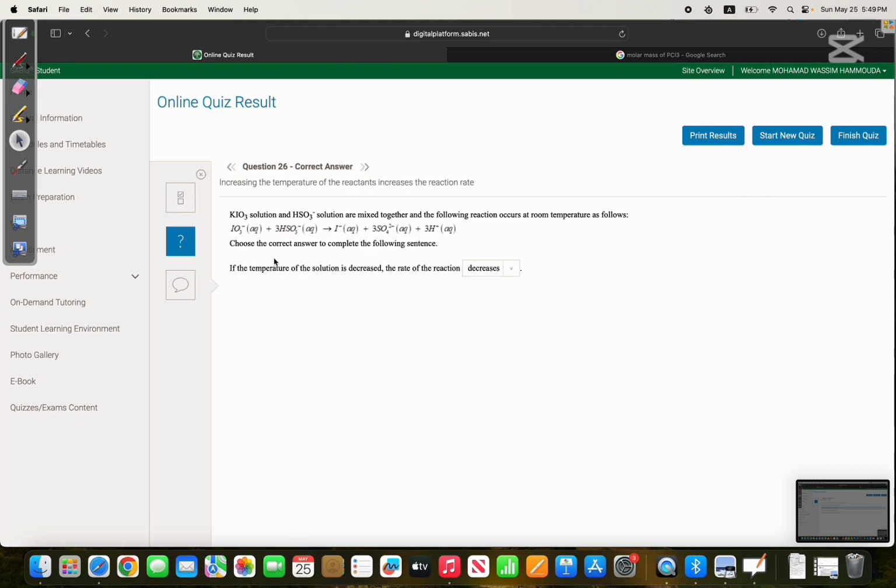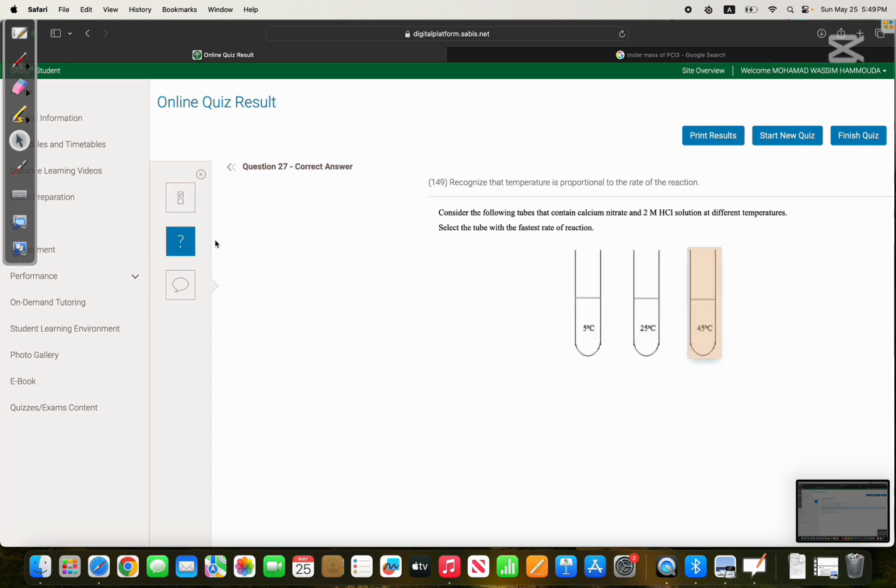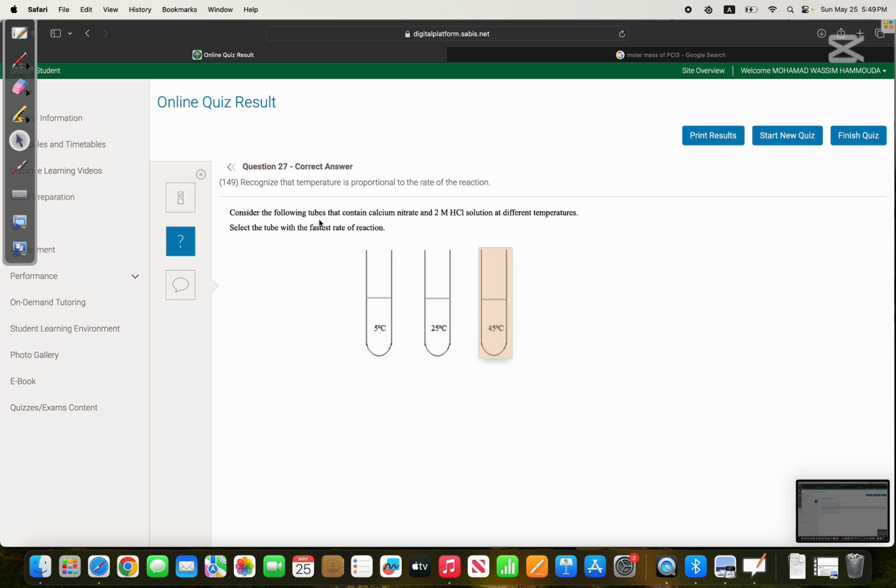26. If the temperature of the solution is decreased, the rate of the reaction will decrease. If the temperature is decreased, kinetic energy will decrease, meaning the collisions will decrease, effective collisions will decrease, rate of reaction will decrease. Consider the following tubes that contain calcium nitrate and HCl, we don't care. Select the tube with the fastest rate of reaction. It will be the one with the highest temperature, and I already explained why in multiple questions before.